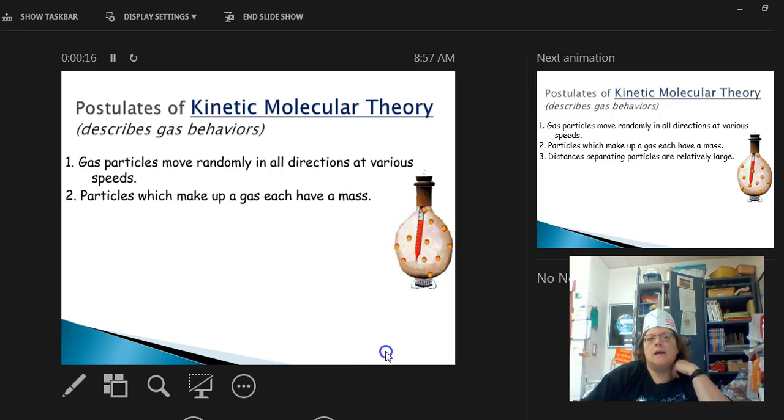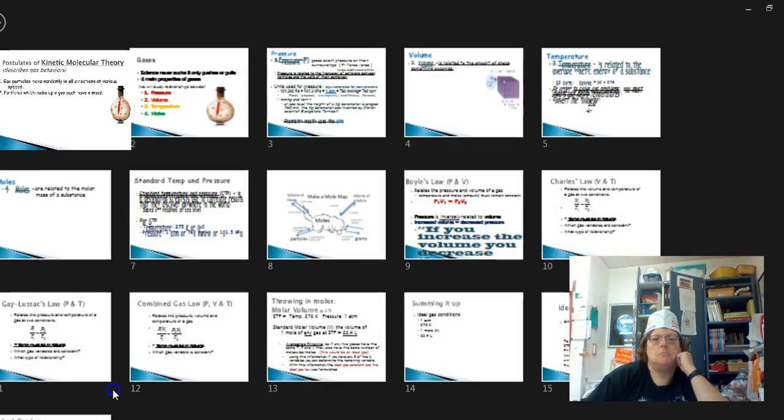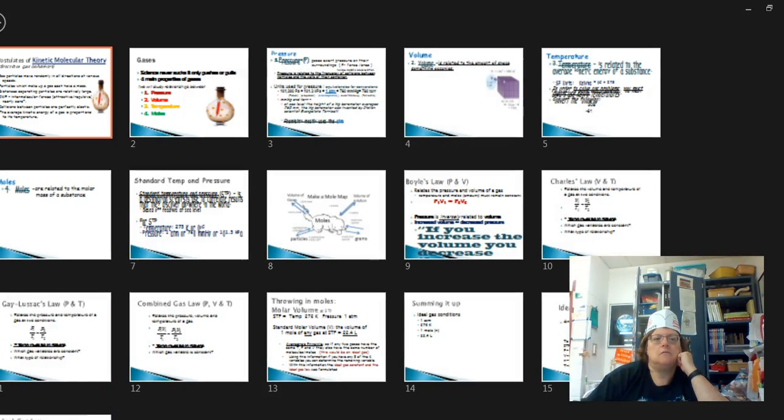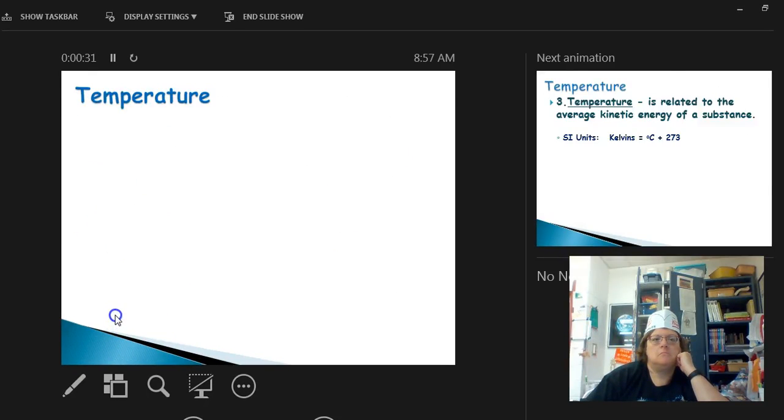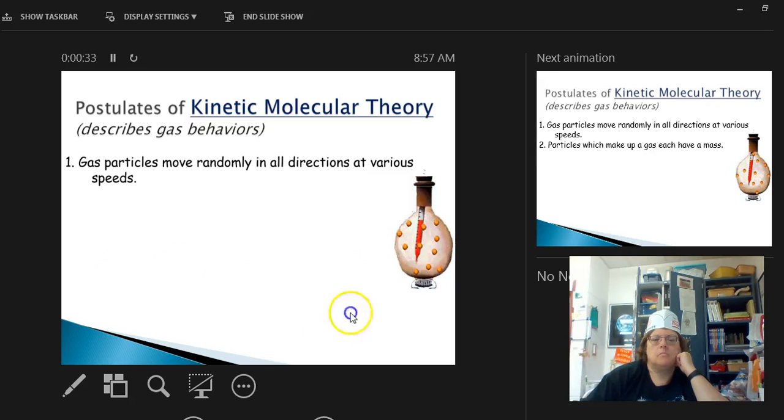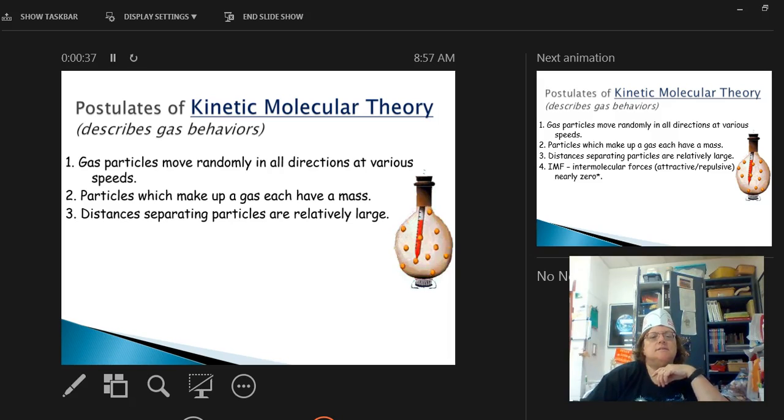Particles which make up a gas each have a mass. Distances separating particles are relatively large.